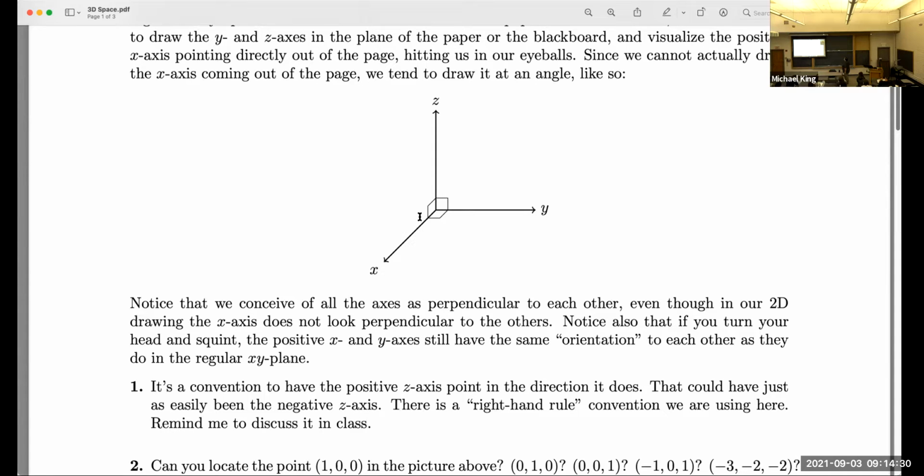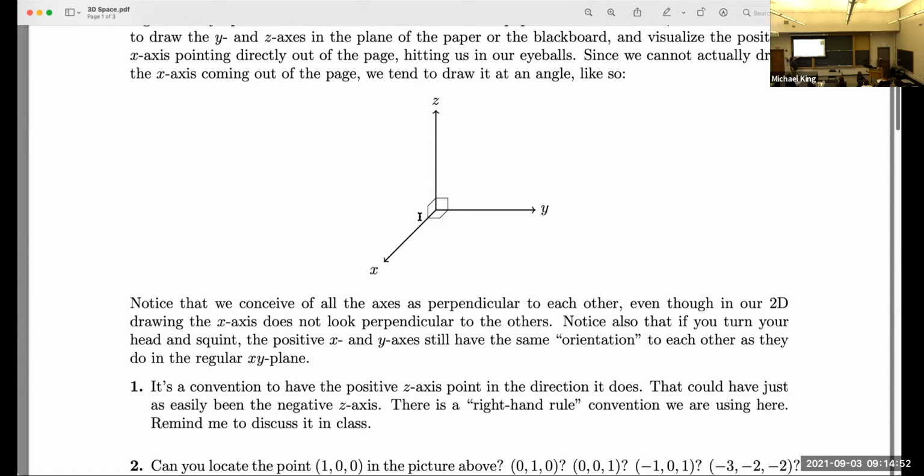I think I said this on Wednesday also, that instead of pointing the X-axis at your eyeball, if you point the positive Z-axis at your eyeballs and look down, you are seeing the XY plane the way we usually have it. X going that way and Y going that way. But that is a bit of a convention.